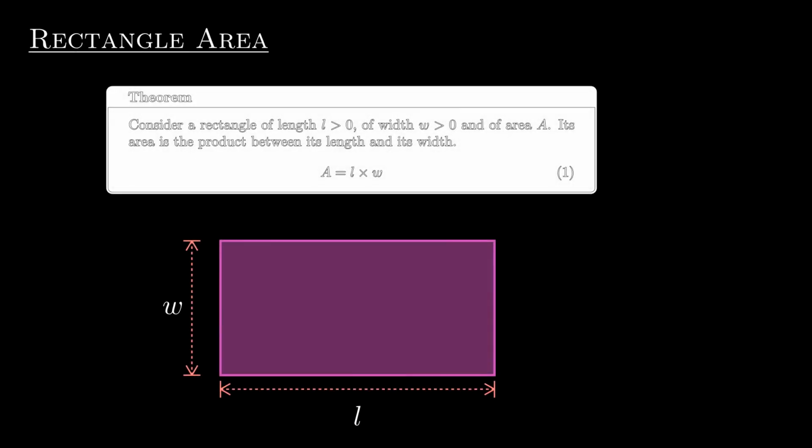So now let's define a theorem for the rectangle area. Consider a rectangle of length L greater than 0 and of width W greater than 0 and of area A. The area is the product of its length and its width. If you check the previous examples, you can see that this theorem can be validated on these examples. However, we will not prove this theorem because it will bring us too far.